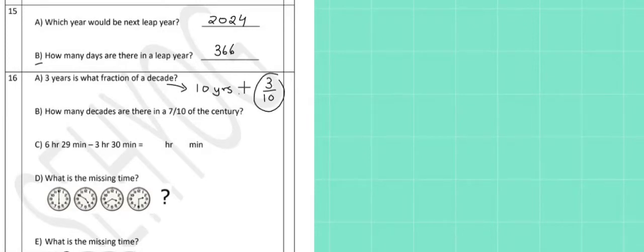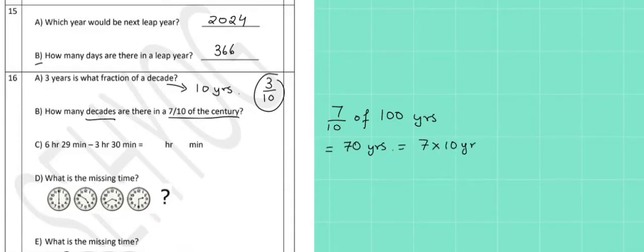How many decades are there in 7/10 of a century? That is our next question. How many decades? So decades means again how many 10 years in 7/10 of a century. So we will find out first how much is 7/10 of a century. So century means 100 years, and 7/10 of 100 years will give us 70 years, because 1/10 of 100 is 10 years, 7 times that. Now how many decades, that is how many 10 years do we have in 70 years? So that is pretty easy now, that is 7.